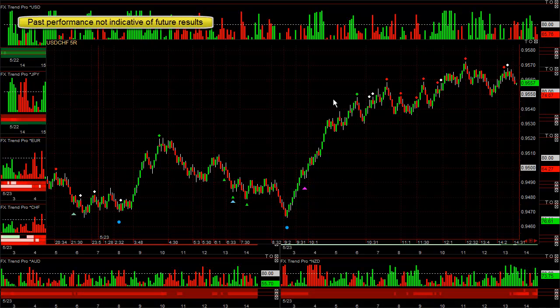And again, once it gets up here to an extreme level, you start getting some counter trend signals, and you can see most of them kind of stalled price. You know, this one here failed.